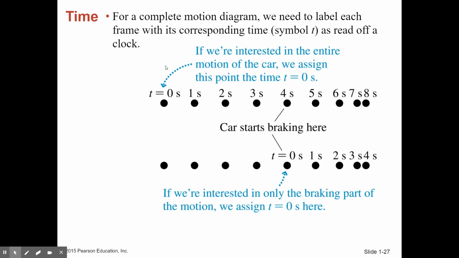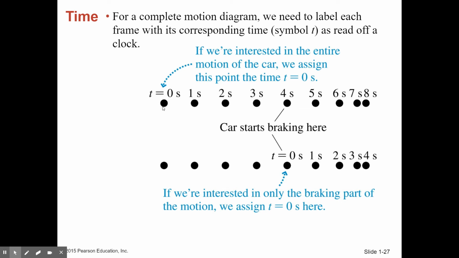Now with time, I just want to go through a couple of things because we all are familiar with time, right? Time is measured in seconds, hours, and minutes, but we use seconds the most. When we talk about time, we need to label each frame with some corresponding time. In other words, what are we actually going for? Because if you notice here, we've got two situations that are the same. If we're interested in the entire motion of the car, we assign this point the time 0. Here we have the car driving down the road, and then at 4 seconds, it starts to brake, and you can see the dots in the motion diagram getting closer together. So this is the motion of a car that's going to be braking.